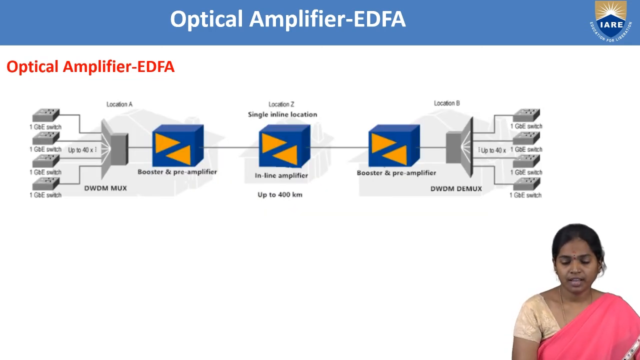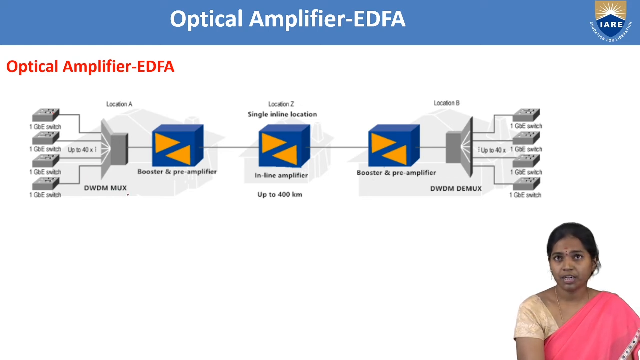So observe here in this line amplifier, the location Z, in a single line amplifier. With the use of this line amplifier, we can transmit information up to 400 kilometers. So here, this is channel 1, channel 2, channel 3, channel 4. We can combine all these channels with the use of a dense wavelength division multiplexer, and we can use this booster and preamplifier across the transmitter section and across the receiver side. Between these, we are using this line amplifier. With the use of the inline amplifier, we can transmit the information up to 400 kilometers.